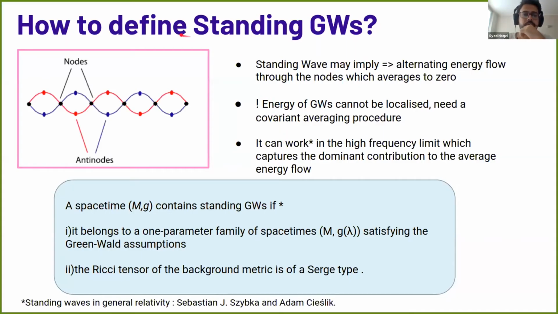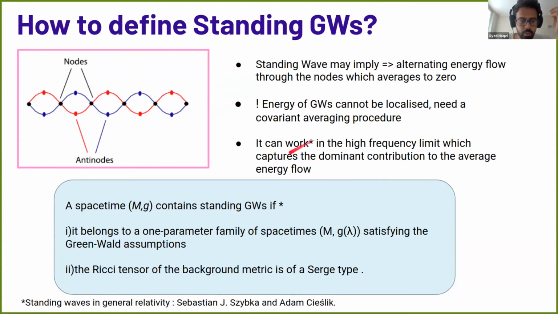If one has to define standing gravitational waves, intuitively we can think that if two gravitational waves are interacting, nodes and antinodes would form, right? So a standing wave may imply an alternating energy flow through the nodes, which averages to zero. But first of all, the energy of gravitational waves cannot be localized. So you need a covariant averaging procedure.